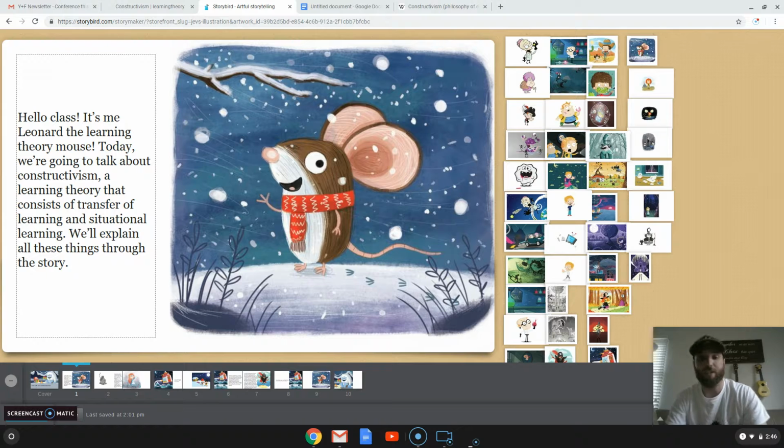And so we start with Leonard, the Learning Theory Mouse, and he says, "Hello, class. It's me, Leonard, the Learning Theory Mouse. Today we're going to talk about constructivism, a learning theory that consists of transfer of learning and situational learning. We'll explain all these things through the story, and so it begins."